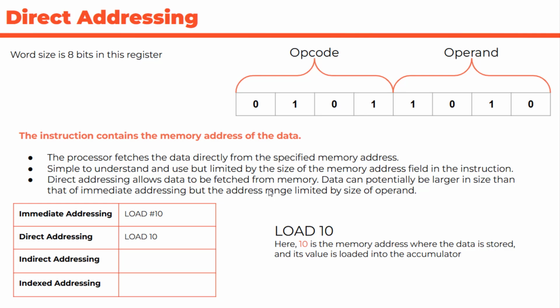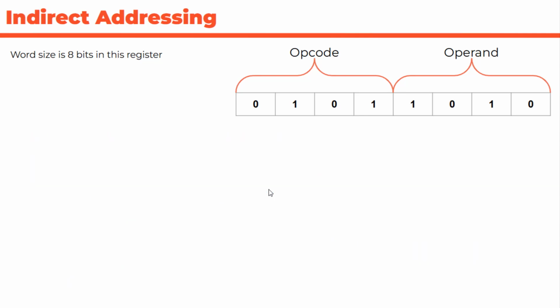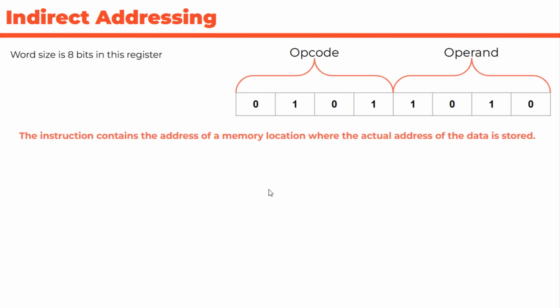Now, indirect addressing. In this one, again, the opcode is the same, it's a load command. The operand is still 10. However, 10 is still an address. And with an indirect addressing mode, the instruction contains the address of a memory location where the actual address of the data is stored. So, to make this really simple for you.